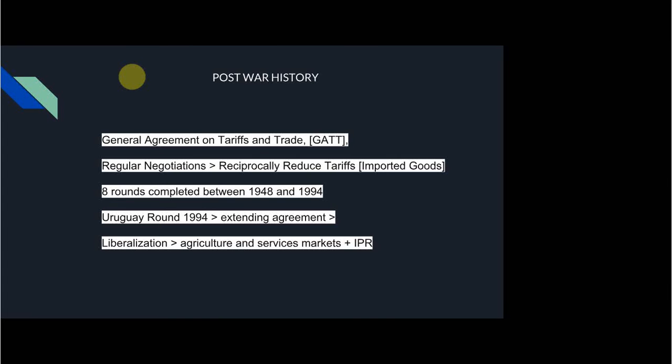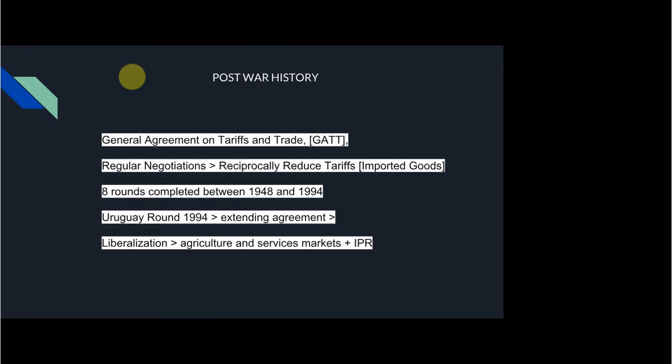And so they had several negotiations under the GATT framework, between 1948 and 1994. The last one is called the Uruguay Round in 1994. Before 1994, all these negotiations were focused on trade in goods. You understand the difference between goods and services, okay?